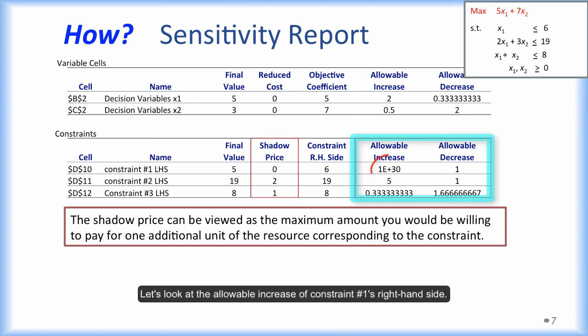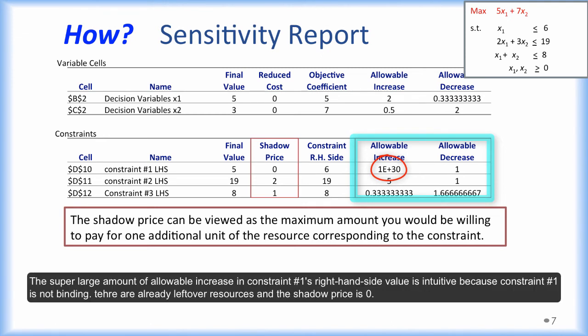Let's first look at the allowable increase of constraint number 1's right-hand side. The value 1e+30 means 10 to the power of 30. Just think of this as a very large number or infinity. The super large allowable increase in constraint number 1's right-hand side value is intuitive because constraint number 1 is not binding. There are already leftover resources and the shadow price is 0.